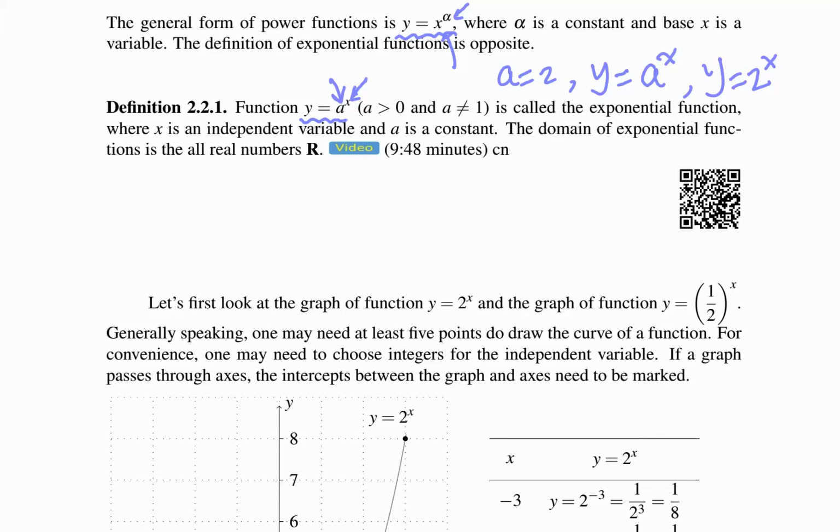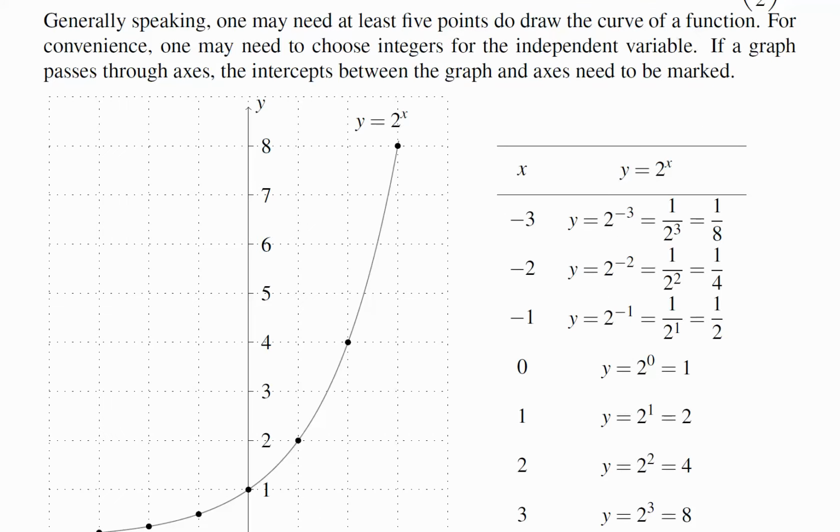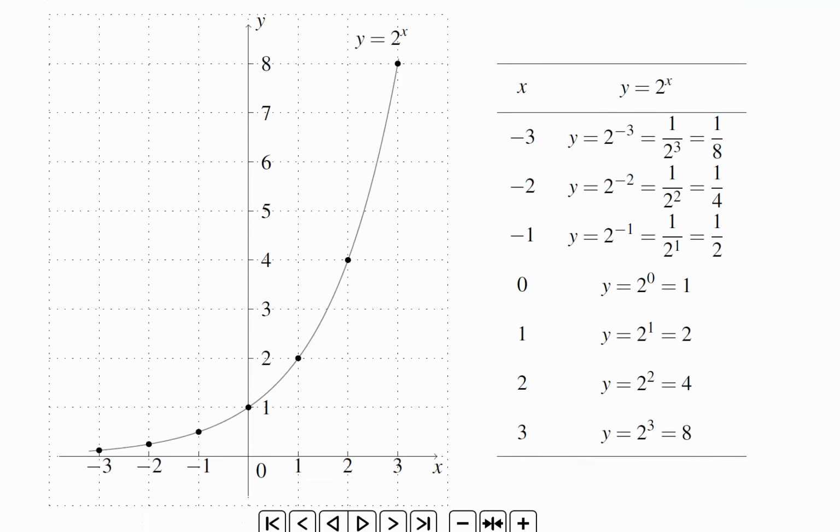In this lecture, we'll graph y equals 2 to the x. Then the next graph readers may try is y equals 1/2 to the x. Okay, now let's see how we are going to graph y equals 2 to the x. And here comes the animation.